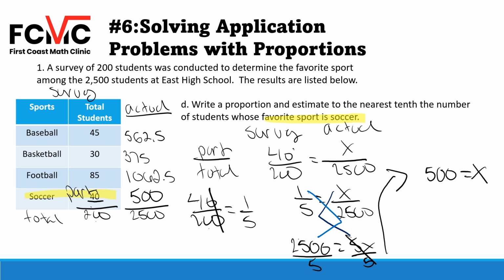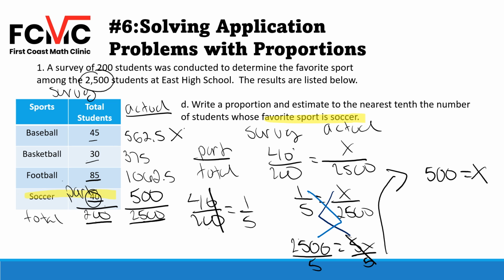Okay, so we're setting up a similar ratio for each of these problems, part to total. So our part here was 40 out of our total 200. Football, it was 85 out of 200. Basketball, 30 out of 200. Baseball, 45 out of 200. And then for our actual ratio, it was our unknown, which was x at the time, out of the 2,500. So 2,500 was always our total because that was the total number of students at East High School.